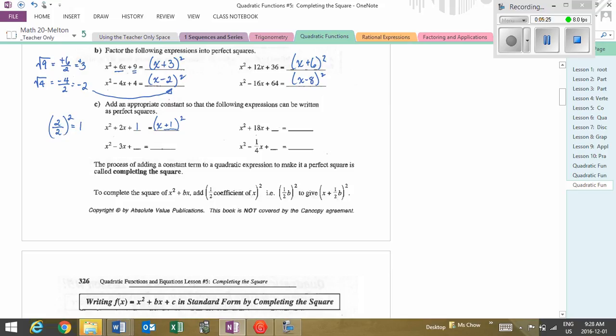Let's move over to the right here. So if I've got x squared plus 18x, again, to fill in that c term, I can take 18, divide it by 2.